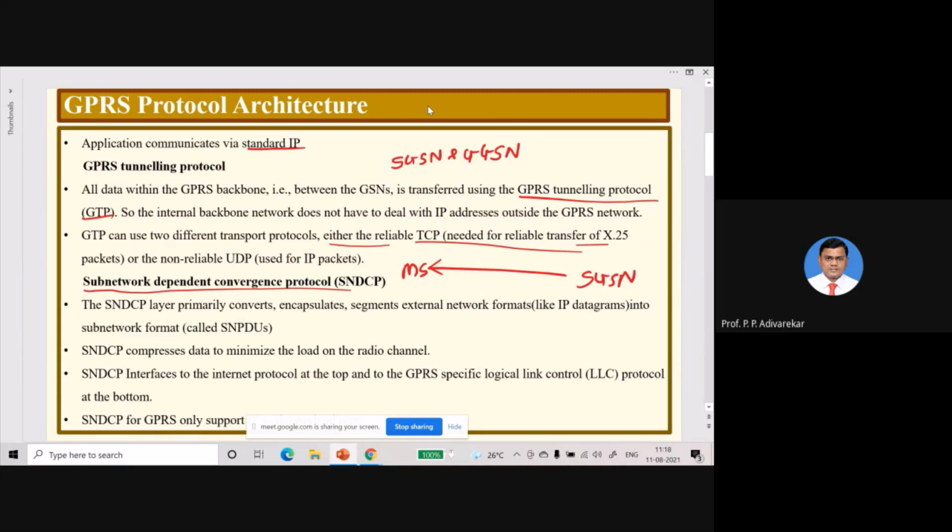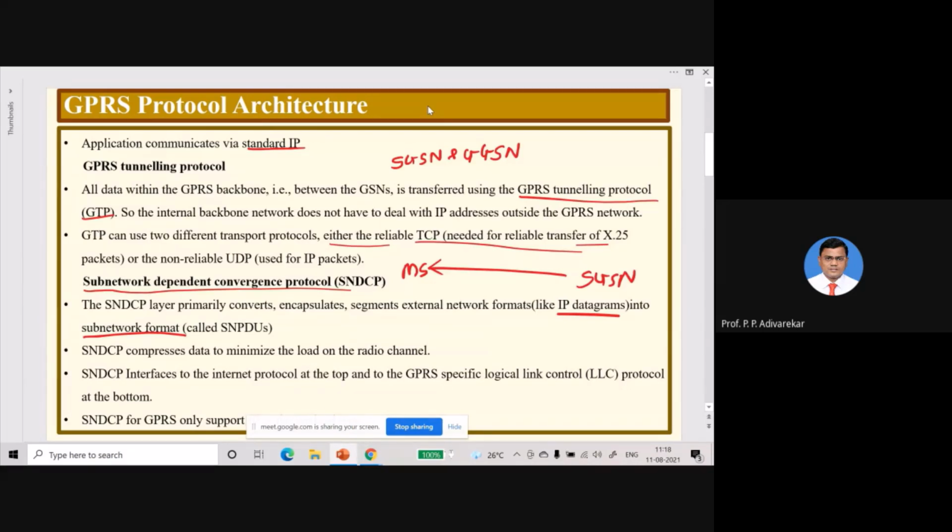SNDCP primarily converts, encapsulates, and if required, segments the external network format like IP datagram into the subnetwork format. That is the role of SNDCP, so that it is suitable for the wireless interface. Because the mobile is connected via a wireless interface, whereas the external networks are connected via a wired interface, the same format used in the wired network cannot be used for the wireless network.